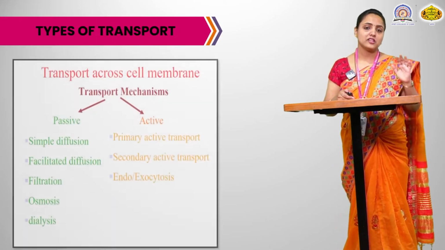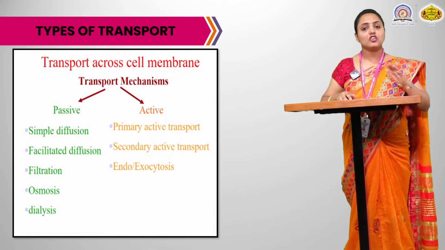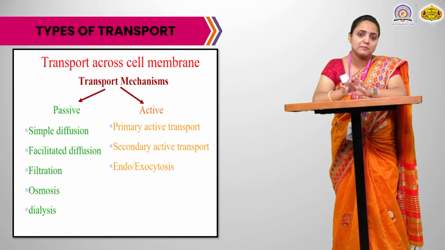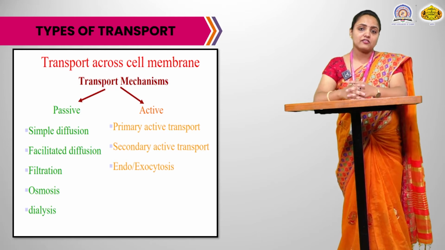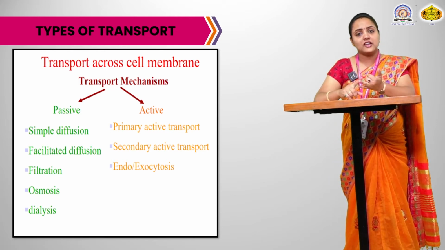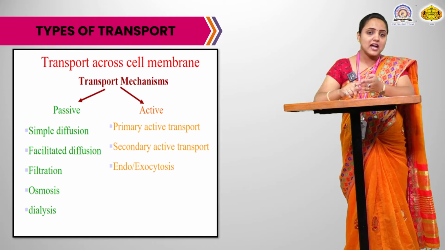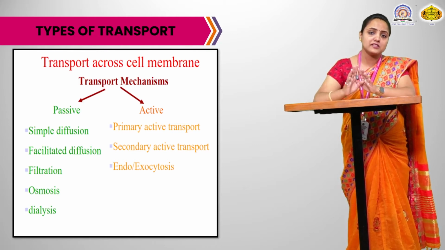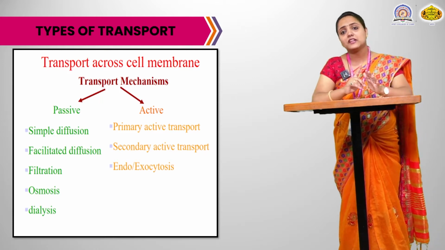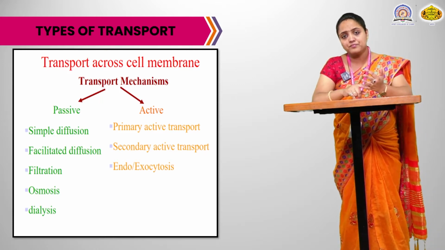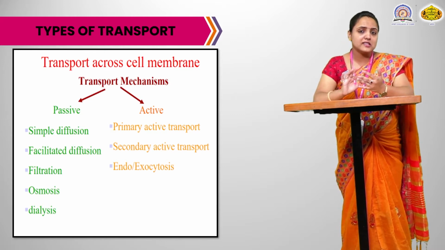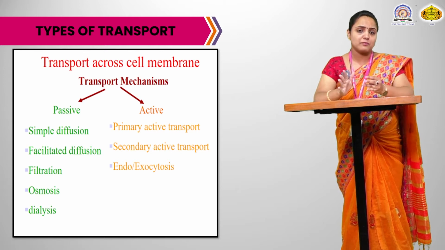Now we are going to see the types of transport. When we are talking about the types of transport, there are two types. One is passive, and one is active. In passive transport, simple diffusion, facilitated diffusion, osmosis, dialysis, and filtration all come under passive transport, because the passive transport mechanism doesn't require any type of energy. It is a very easy process, but it is a slow process.